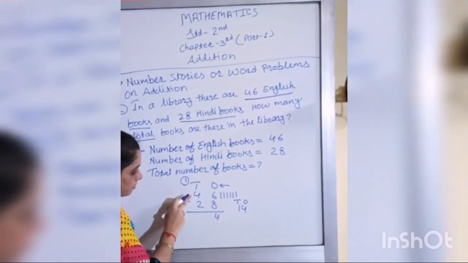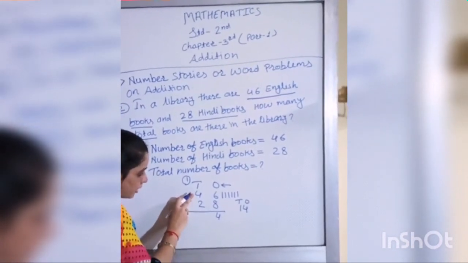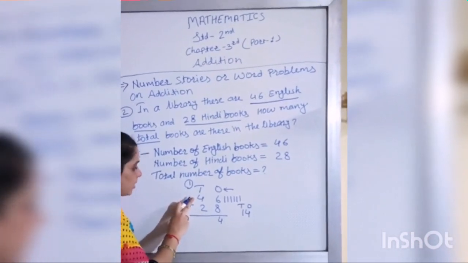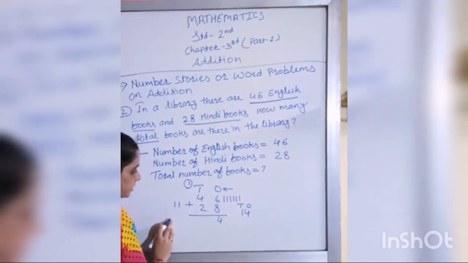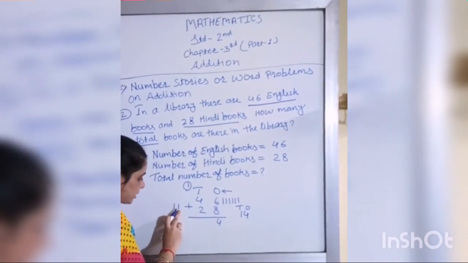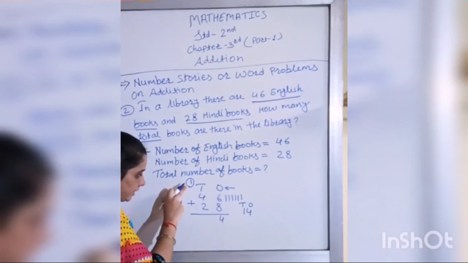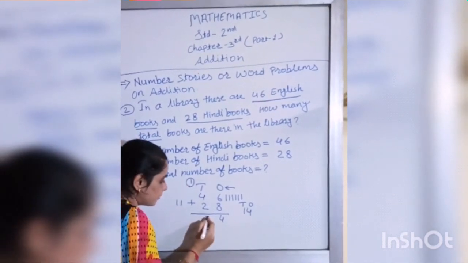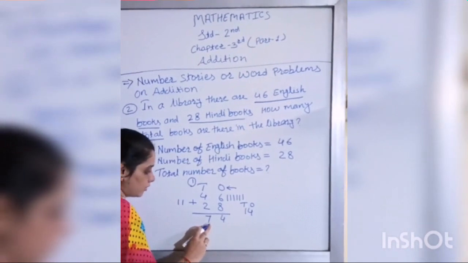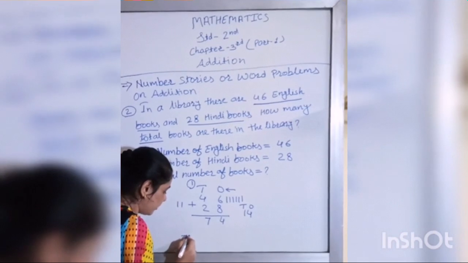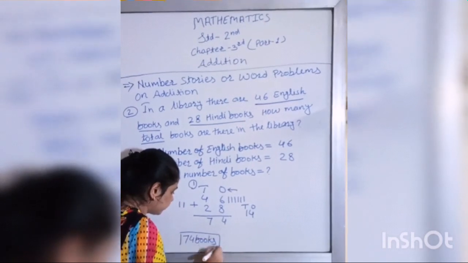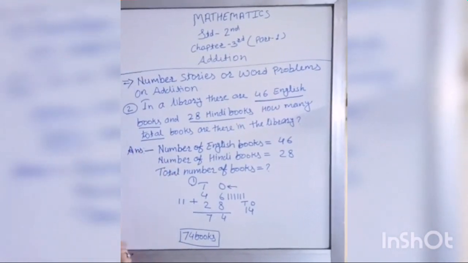Now add the numbers on tens place. The numbers on tens place are 4 and 2. 4 is the big number. Draw 2 lines. Count after 4. 5, 6, plus 1 carry, 7. So the total number of books is equal to 74. 74 books. Understood how to solve this one?